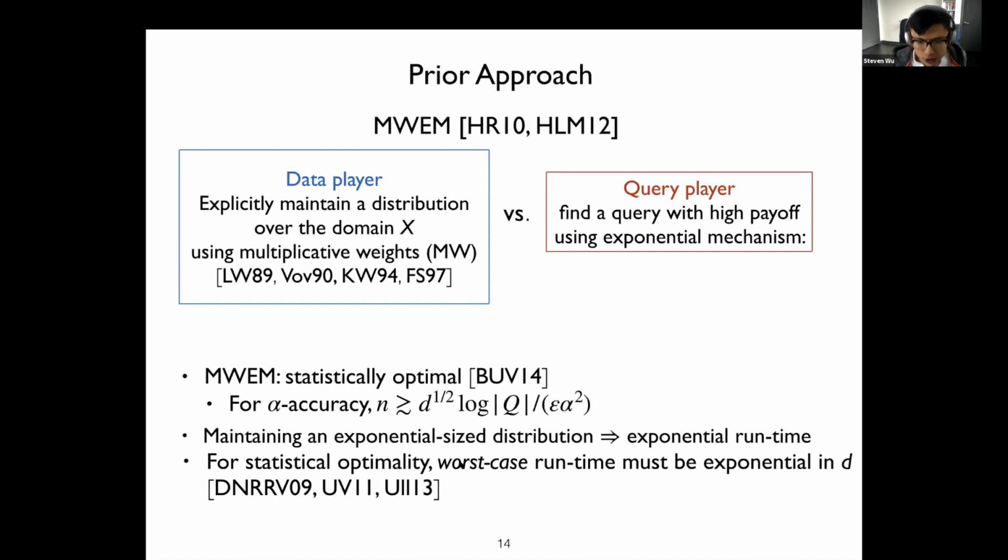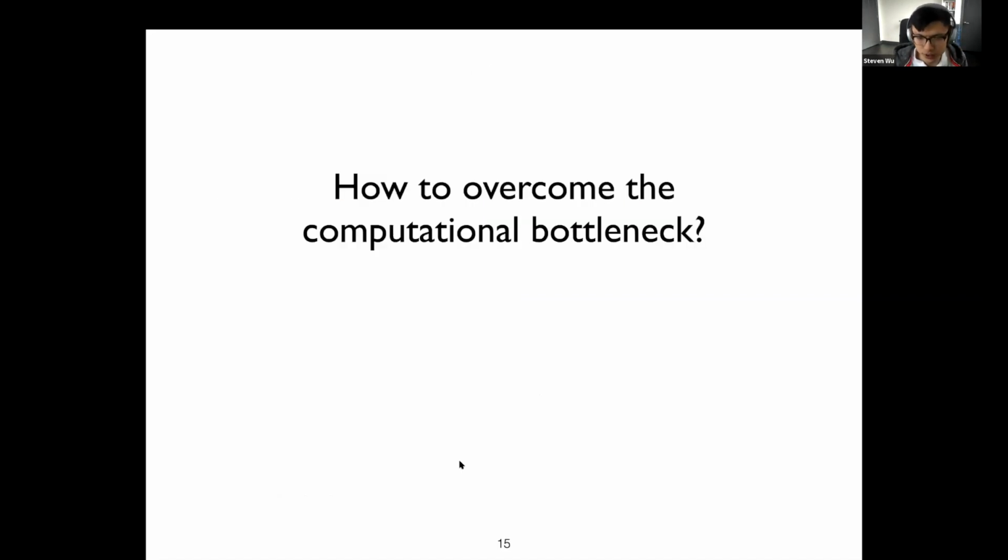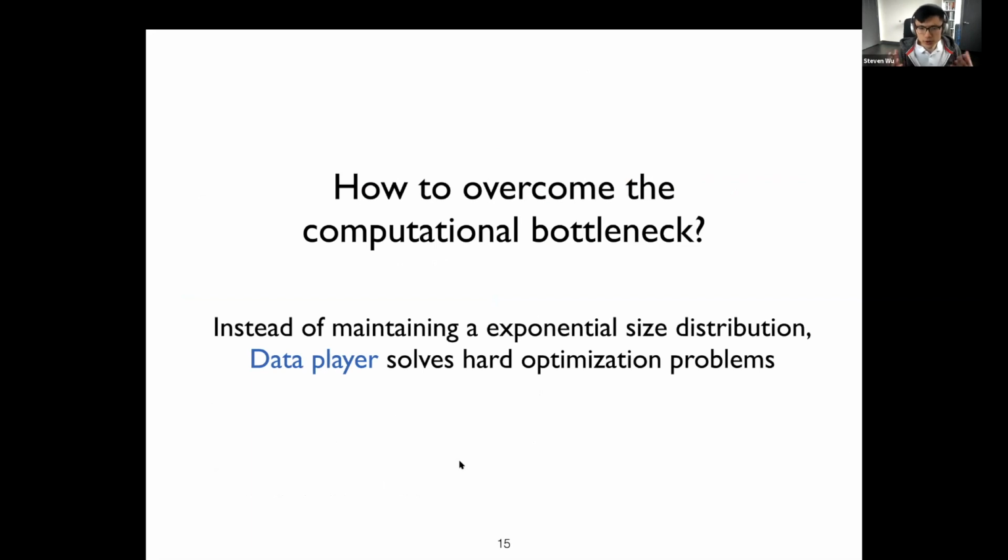So this is where we introduce some of these ideas of heuristic solvers. So how do we overcome this computational bottleneck, right? Currently this MWEM algorithm is very established. Really, the bottleneck is coming from maintaining this huge probability distribution over the entire data domain.